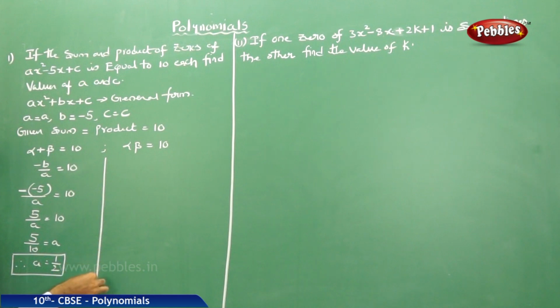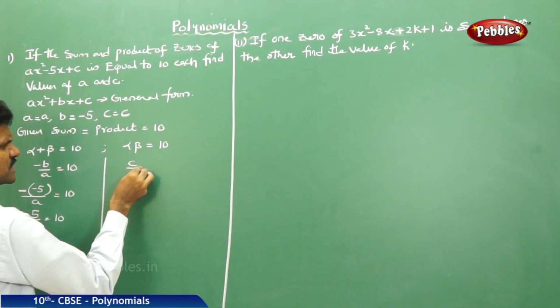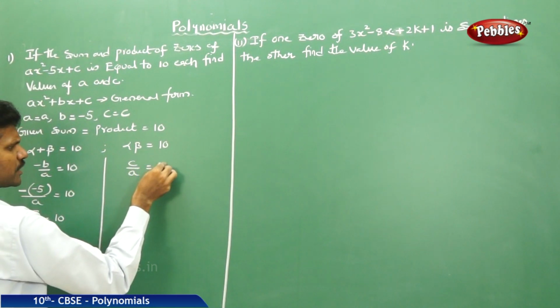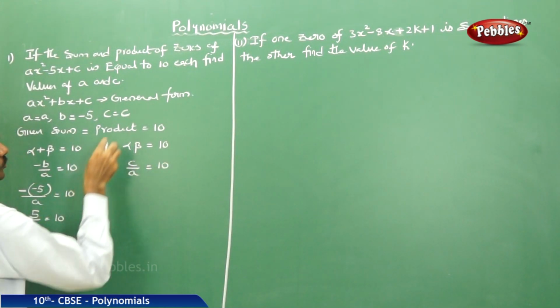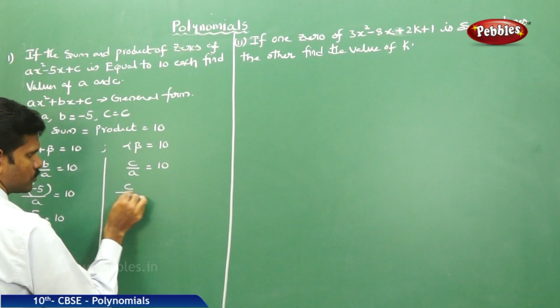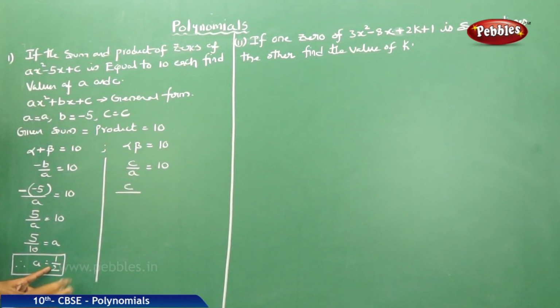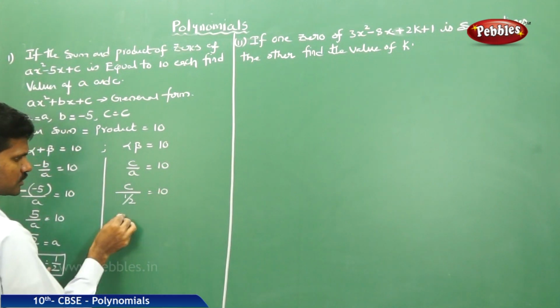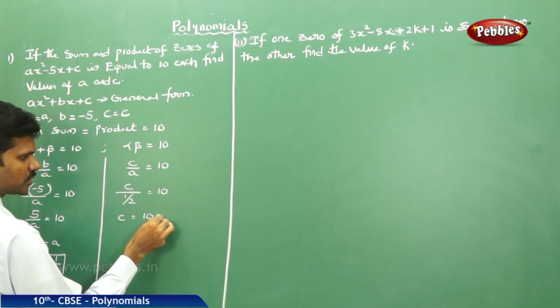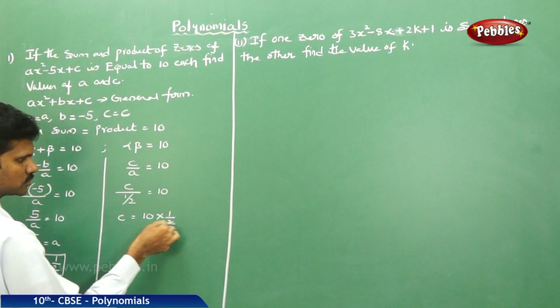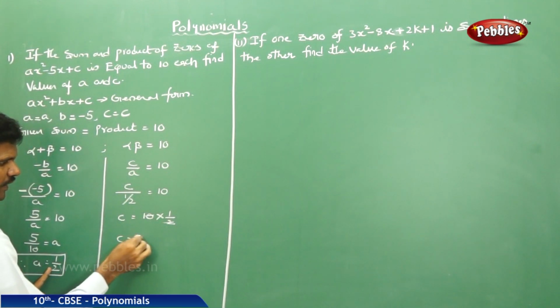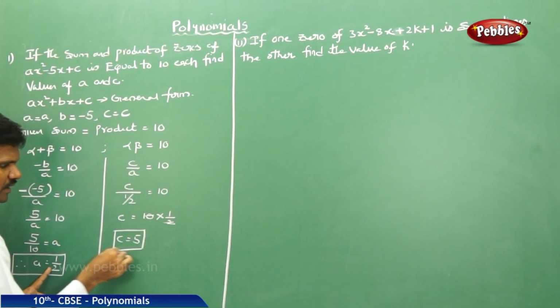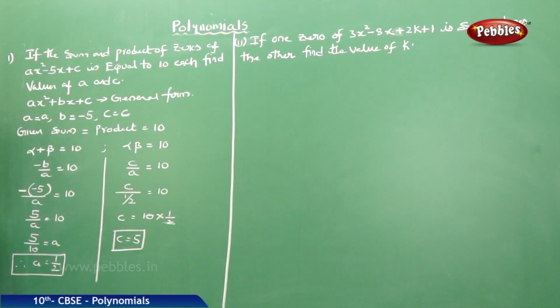Similarly, come to alpha beta. Alpha beta is nothing but c by a, which is equal to 10. What is the c value? C only, but I am ready with the a value, that is a is 1 by 2. So c by a is equal to 10, that is c is equal to 10 into 1 by 2, that is c is equal to 5. Now I am ready with the values of a and c.